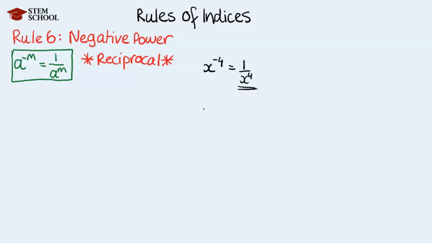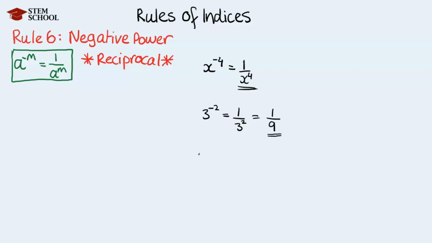Now let's do another example. We've got 3 to the power of negative 2. So let's put a reciprocal, so 1 over 3 to the power of 2. So we've got a positive power. And when you compute that, it'll be 1 over 3 times 3 is 9. Okay, so 1/9 is the final answer.